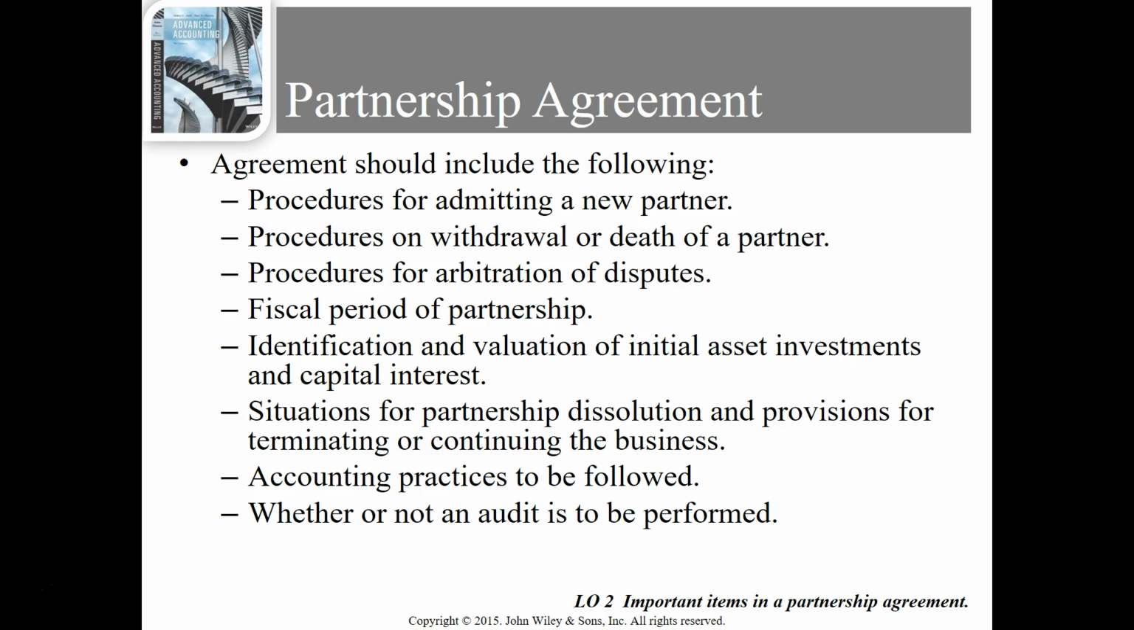What else should your agreement include? How to admit a new partner. Procedures on withdrawal or death of a partner. Procedures for arbitration of disputes. Fiscal period of partnership. Identification and valuation of initial assets. Situations for partnership dissolution and provisions for terminating. What accounting practices are we going to follow? Do we or do we not need an audit?